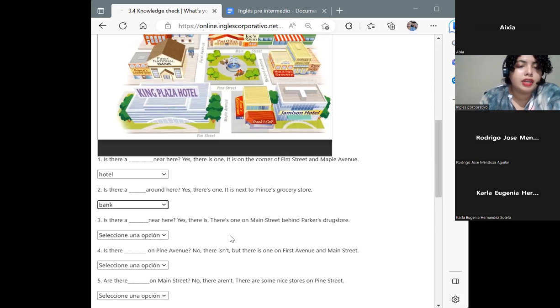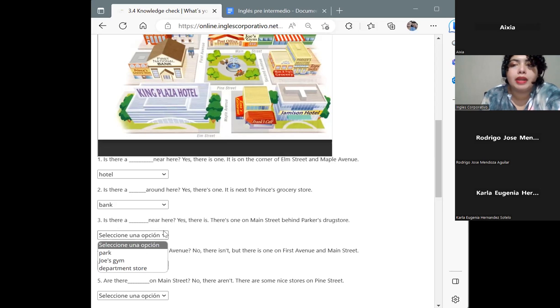Number three. Is there a ___ near here? Yes, there is. There is one on Main Street behind Parker's Drugstore. Atrás de Parker's Drugstore. ¿Qué es lo que está detrás? Park, gym, or department store? Department store.